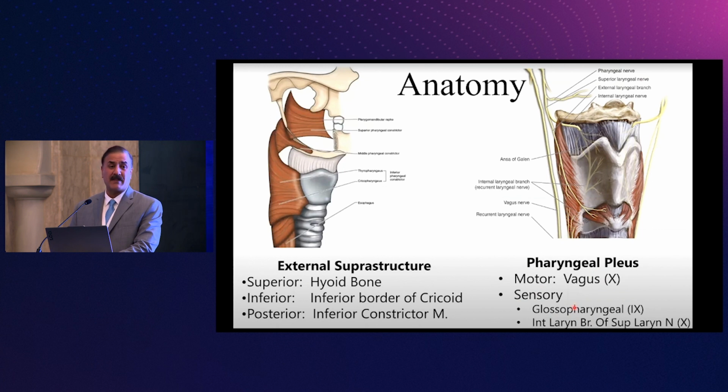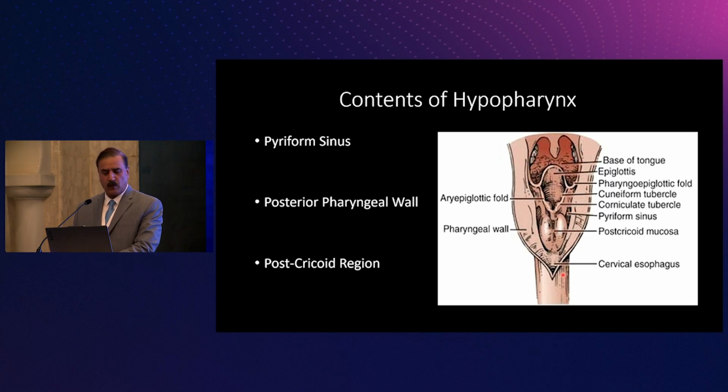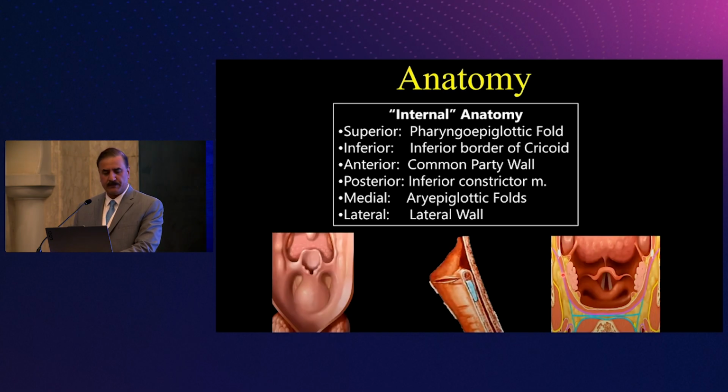And sometimes that's one of the reasons that if you have a hypopharyngeal mass, you can have referred pain and have otalgia, because the glossopharyngeal nerve also is involved here. So what are the contents in the hypopharynx? We already talked about it: piriform sinus, posterior pharyngeal wall, and the postcricoid region.